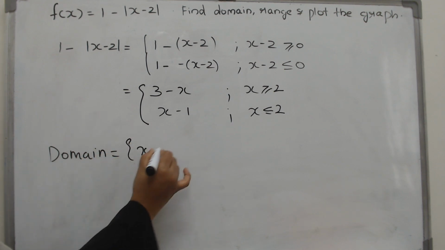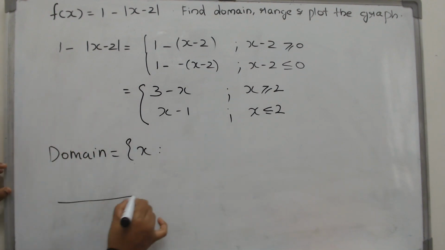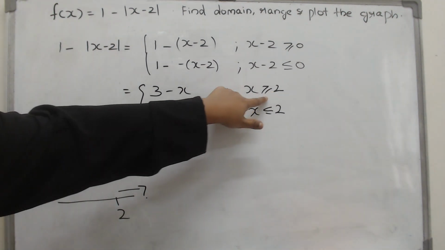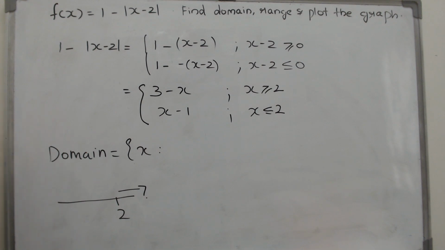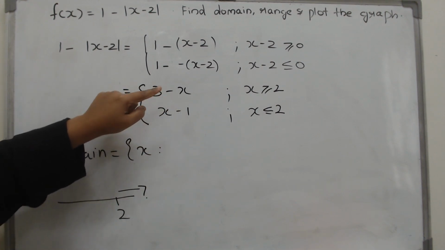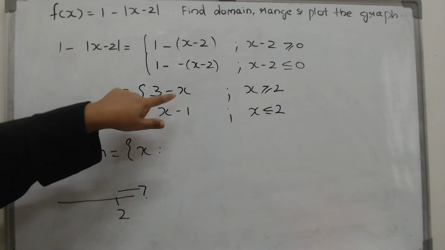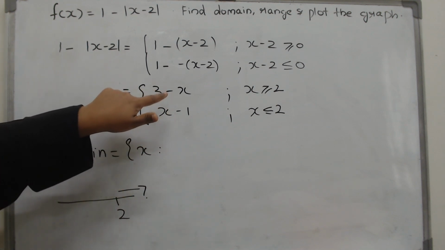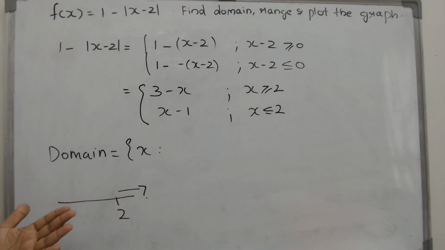For what all values of x is this defined? Now look at all the numbers which are greater than 2. Here, for all the numbers greater than 2, 3, 4, 5, 1 million, 100, all of that, what is the function? It is 3 minus x. It is a polynomial of degree 1. It is a linear polynomial, which means when you graph it, you will get a line. For all of this, it is completely defined.